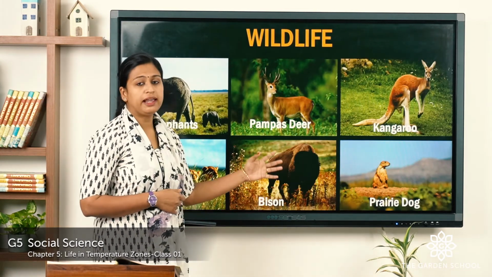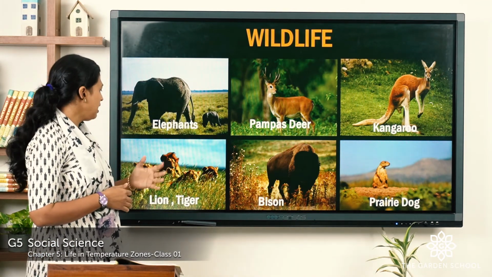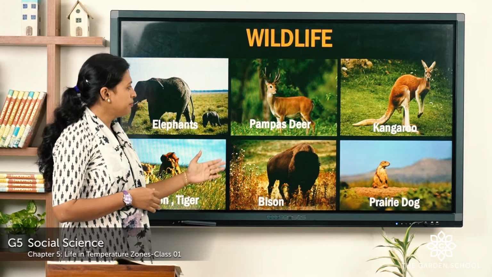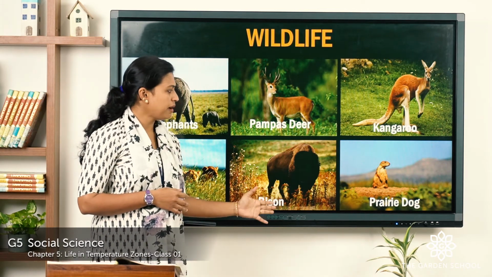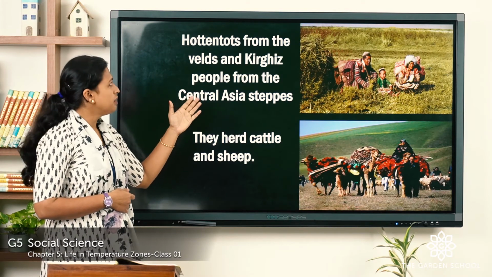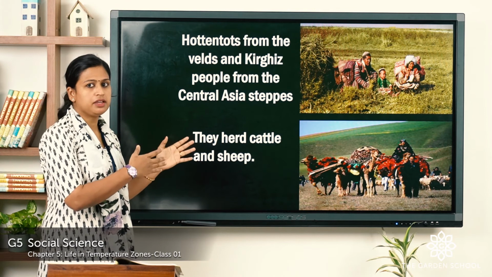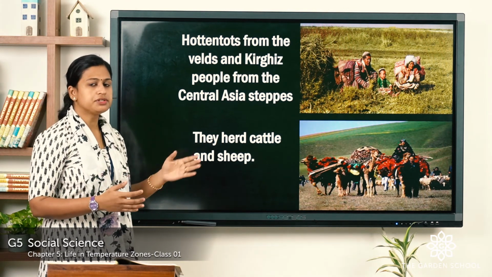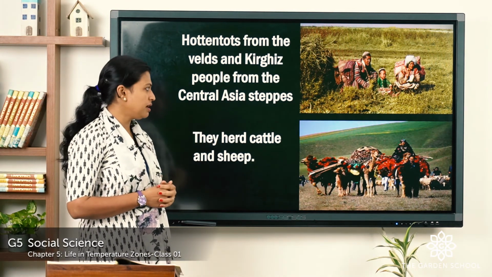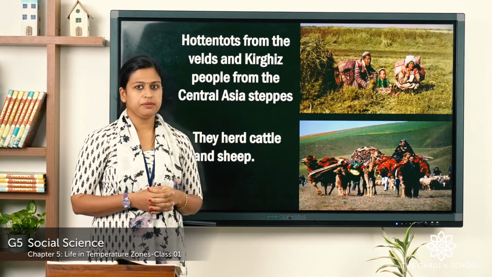These are few wild animals found in temperate grassland. These are elephants, lion, tiger, pampas deer, kangaroo, bisons, prairie dogs and so on. The Hottentots from the veldts and Kyrgyz people from Central Asia steppes are the tribal people living in this area. Usually they herd cattle and sheep.